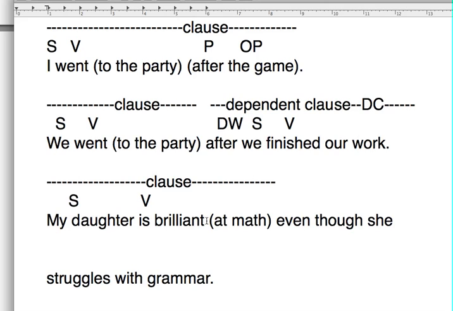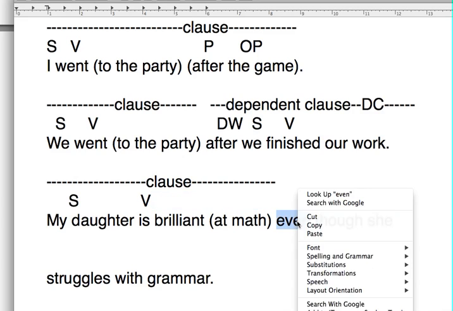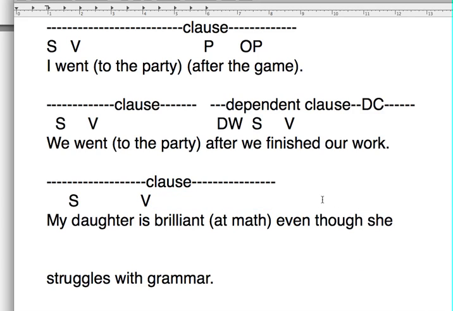My daughter is brilliant at math. Okay, this is a clause. There's nothing at the beginning of it. Okay, so we're going to call that an independent clause, which you'll see in a minute. But here's another dependent word, even though. Okay, so we're going to label that DW, dependent word. And then where's the subject after that? She. And she does what? She struggles. And let's not forget to label with grammar as a prepositional phrase. So DW plus S plus V, that's what's going to be called a DC, dependent clause.